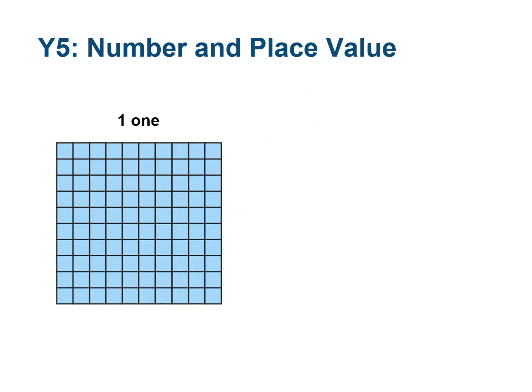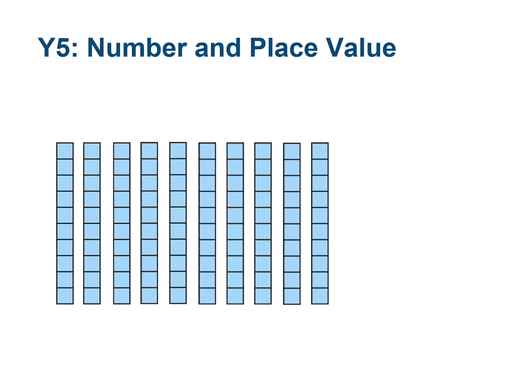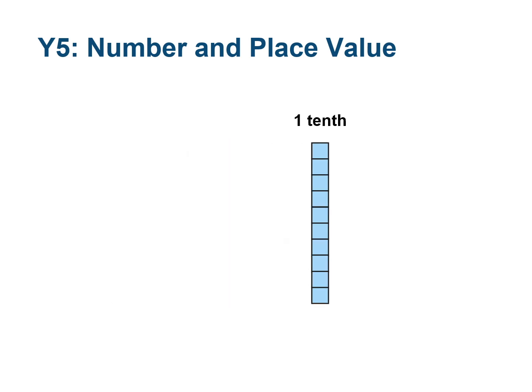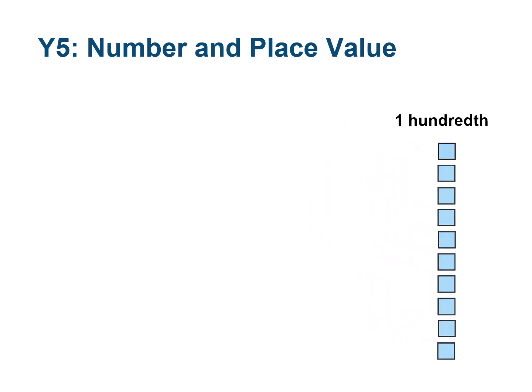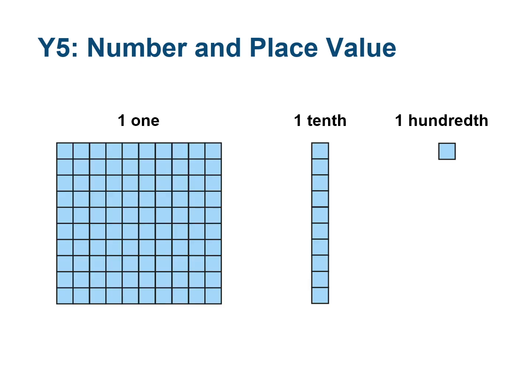Pupils should also extend the grouping and exchange model of place value to decimals and know that 1 can be divided into 10 equal parts, and each of these parts is called 1/10, and 1/10 can be divided into 10 equal parts, and each of these parts is called 1/100. And this supports pupils to see the relative sizes of ones, tenths and hundredths.